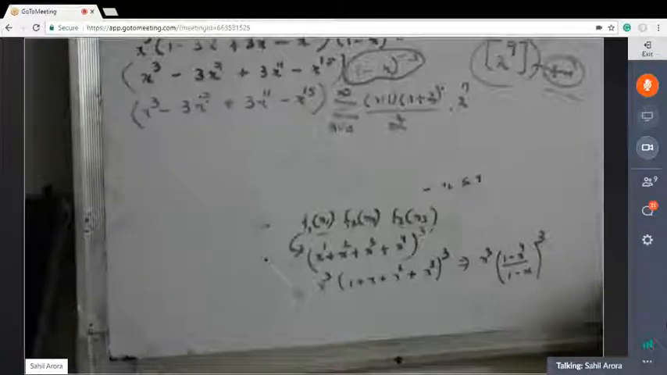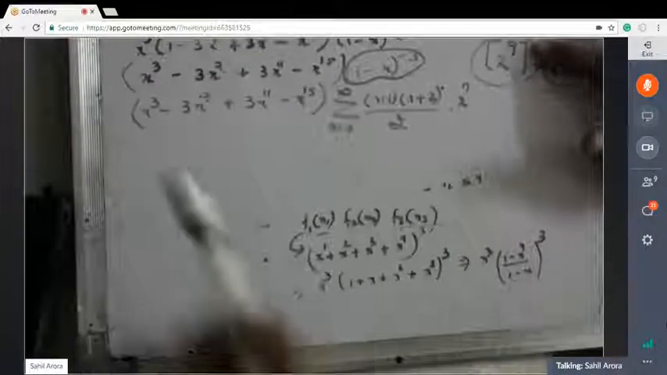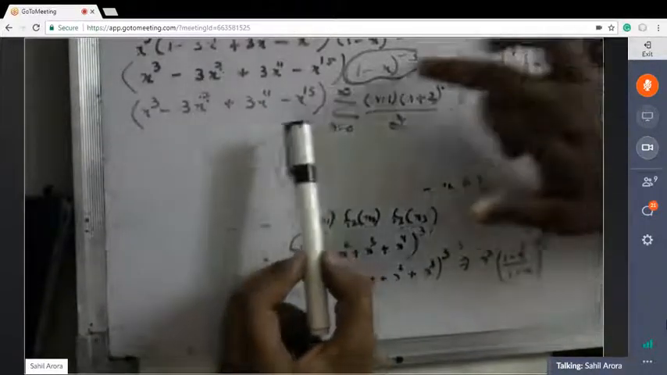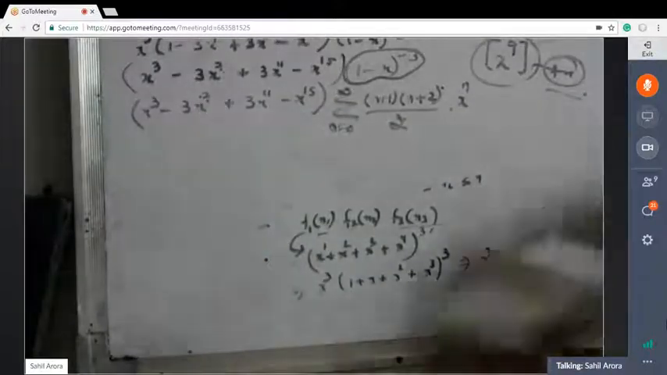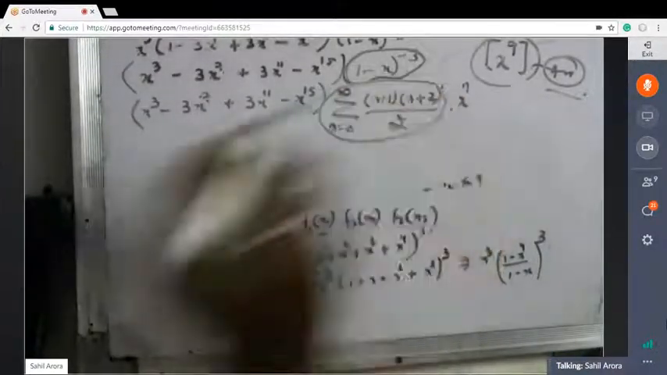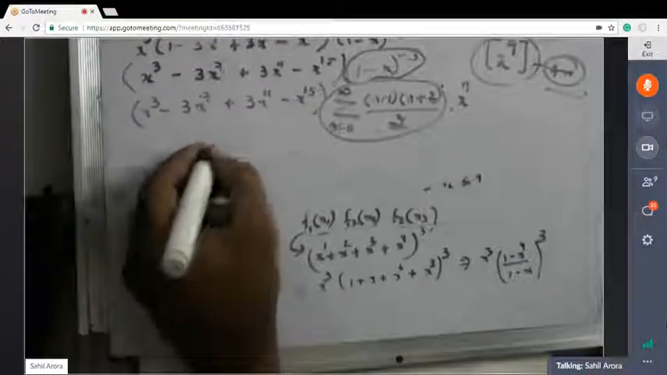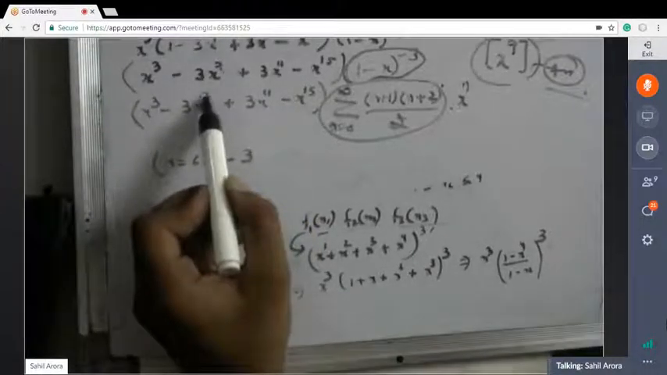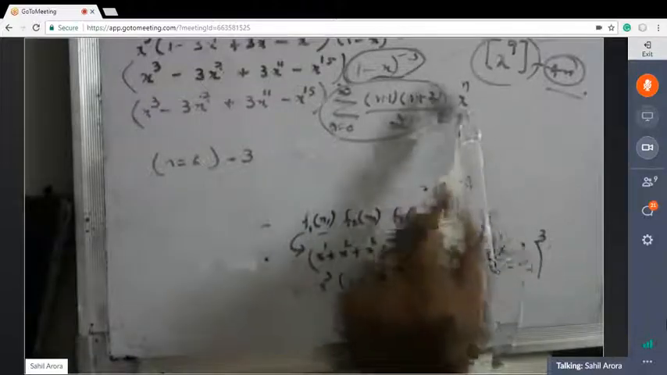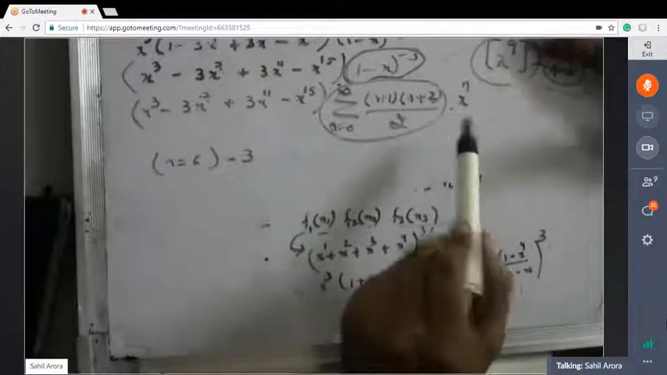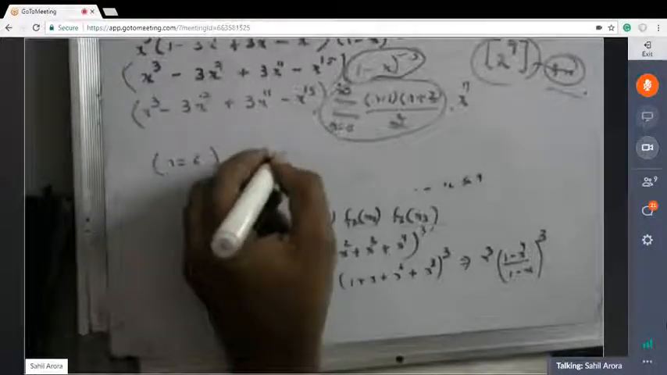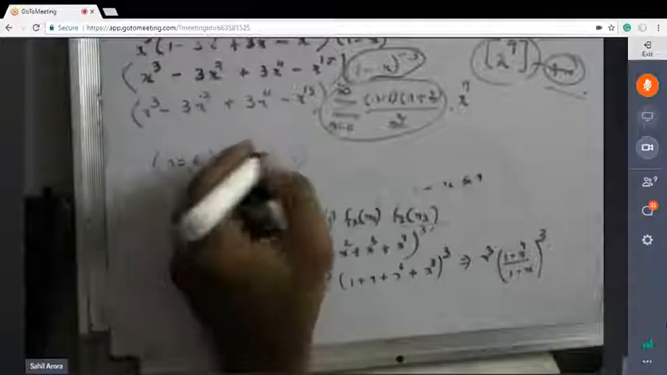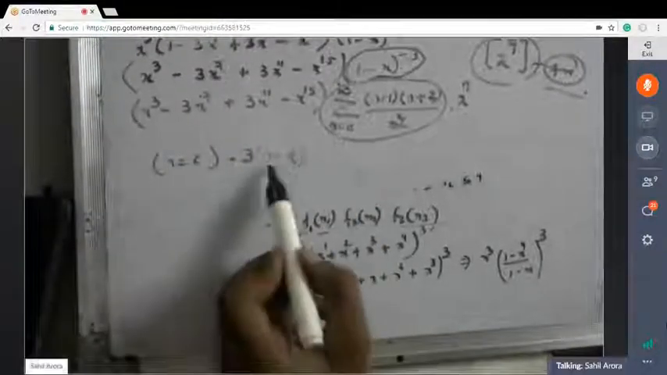So we need to find the coefficient of x to the power 9. Fine. If I have x power 3 here, then multiplying with this series, from here I want the coefficient of x to the power 6. So from this I will put n equal to 6 and I will get something, right? Minus 3. Now here I have x power 7. From here I want the x power 2 coefficient, so that we get x power 9. So here I will put n equal to 2, right?